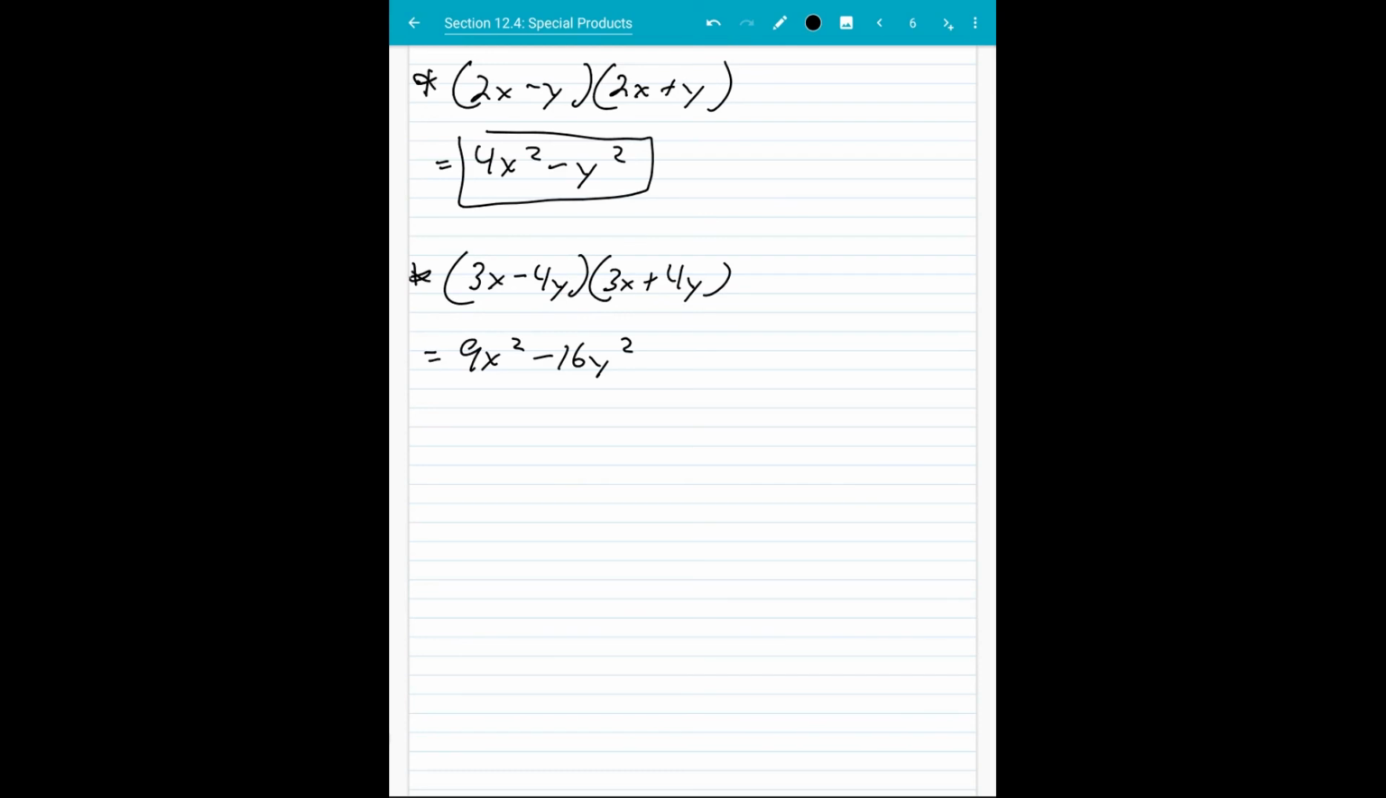I can even make something a bit more complex, like 3xy minus 4y times 3xy plus 4y. As long as this and this are the same, and this and this are the same, the first one squared would make 9x squared y squared. Second one squared would make minus 16y squared.